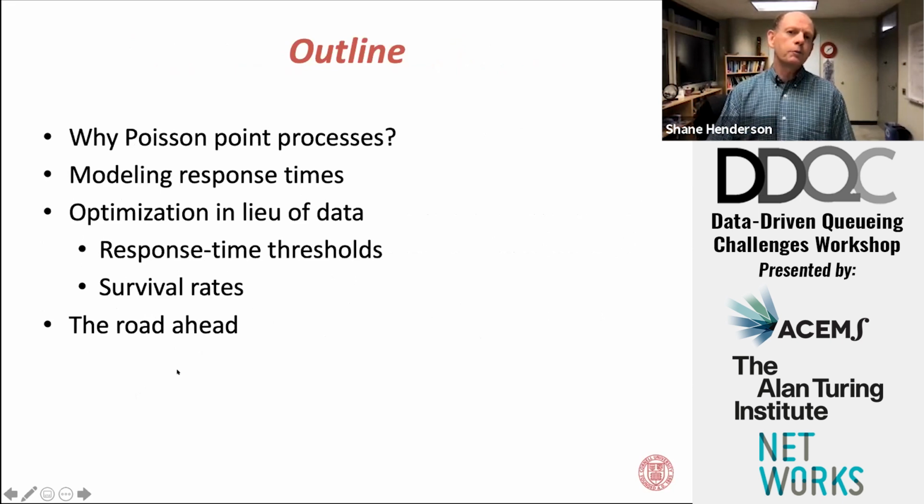So why point processes? Why Poisson point processes? Well, I'll explain that next. Then I'll talk about how we can model the response times of volunteers in conjunction with ambulances. Then the case I'm going to make is that the data that we have on these volunteer schemes is somewhat sparse. I'll tell you what we have, but it's sparse, right? So it's hard to do much in the way of estimation using that data, so we're going to use optimization in lieu of that. I'll talk about how to do that for two different performance measures that I'll mention later. And then I'll wrap up by saying where we're going with all of this work, because there's just a large number of modeling questions that we want to look at to help this industry.